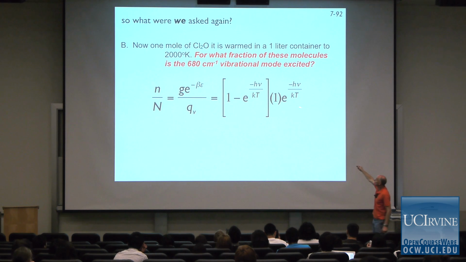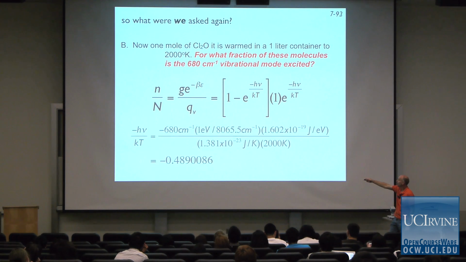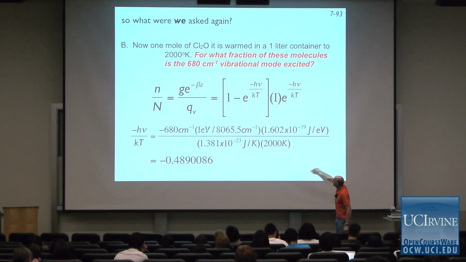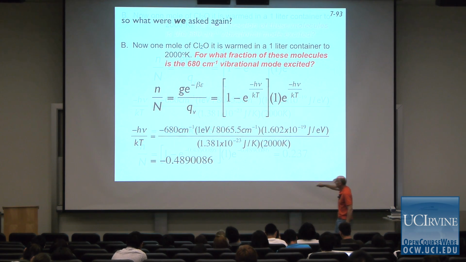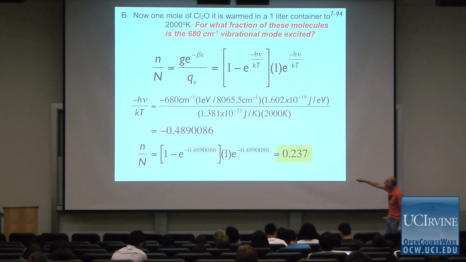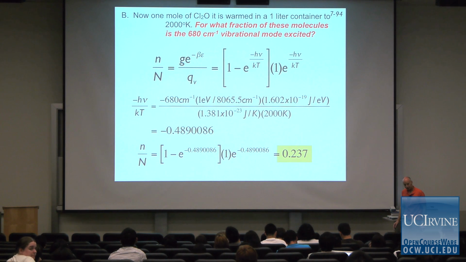So this is our equation right here. Plug in the numbers. This is what the denominator is equal to. I'm just putting in the exponent, rather. It's minus 0.48900086. And so when I plug that in here and here, I get 23.7% of the molecules will have the first excited state excited.